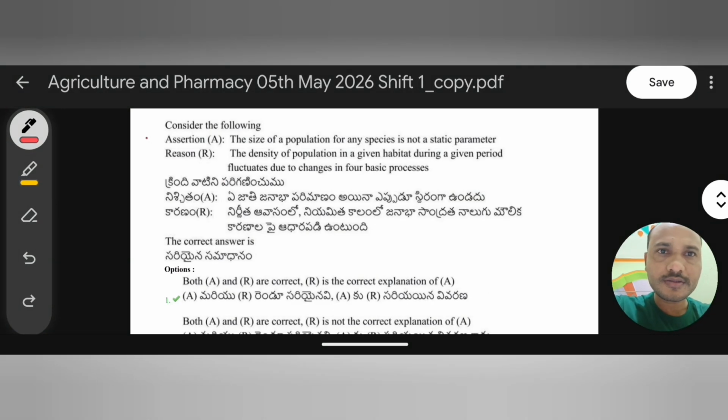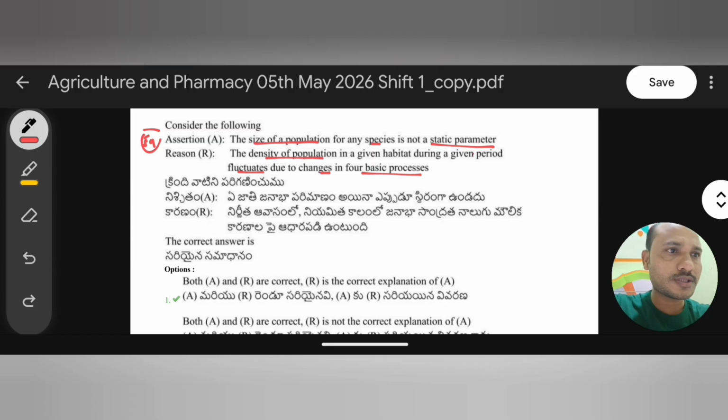So, 59th question here. Consider the following statement, assertion-reason type of question. Assertion: The size of population for any species is not a static parameter. Reason: The density of population in a given habitat during a given period fluctuates due to changes in four basic processes. So, we will analyze this statement.